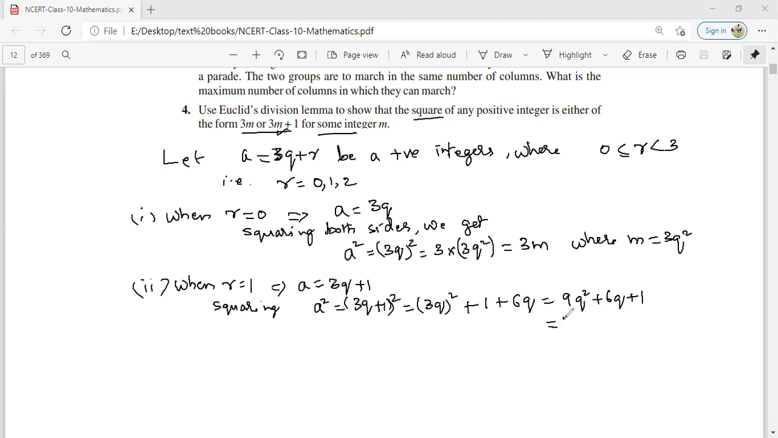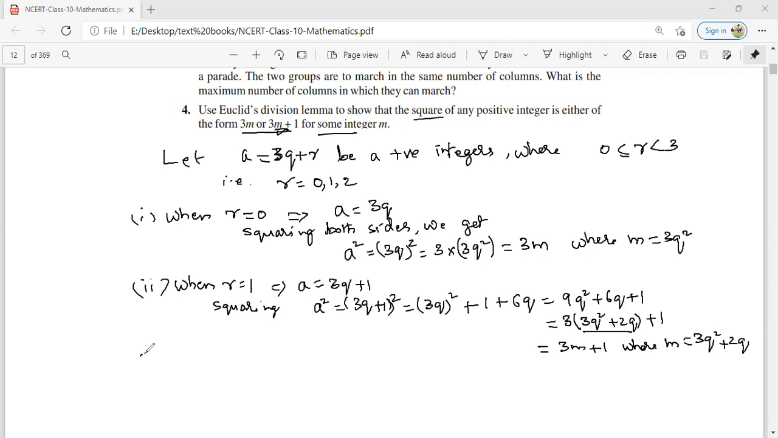Take 3 common from the first two terms: 3 into 3q square plus 2q. Don't take q common, because we have to convert into 3m. Then this is replaced by m. So it can be written as 3m plus 1, where this m is a different integer, m equal to 3q square plus 2q. See that this is converted into 3m plus 1.